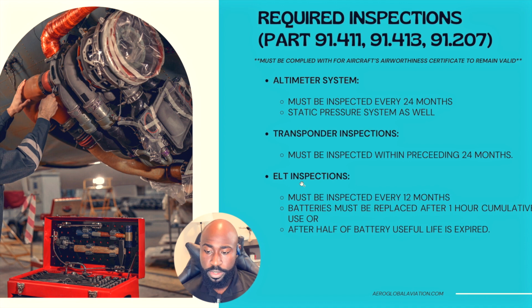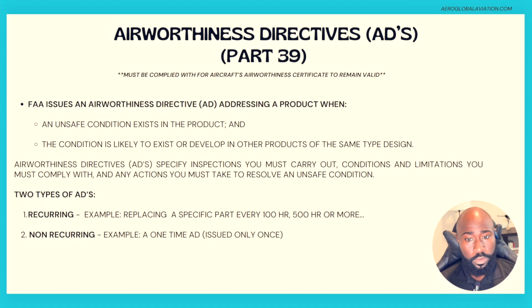And the batteries must be replaced after 1 hour of cumulative use or after half of the battery's useful life has expired. So the ELT is basically the emergency locator transmitter. Basically, in case of emergencies, if you arm the ELT, you can use that to locate where the aircraft is. So moving on here, I'll talk about airworthiness directives.